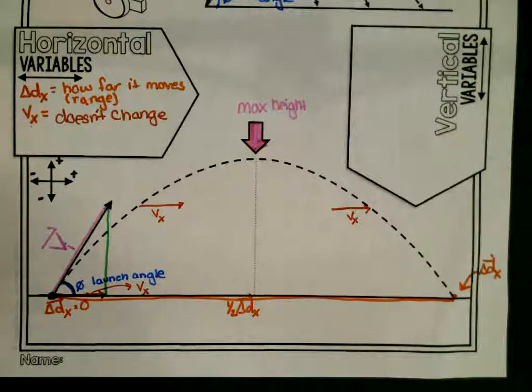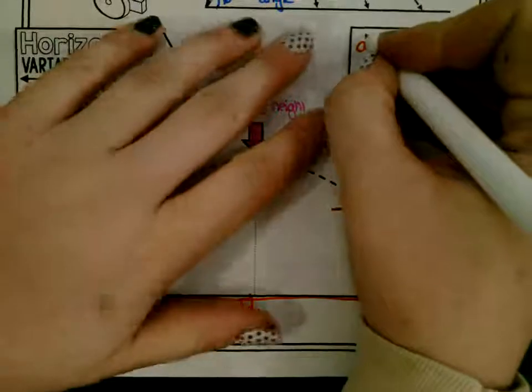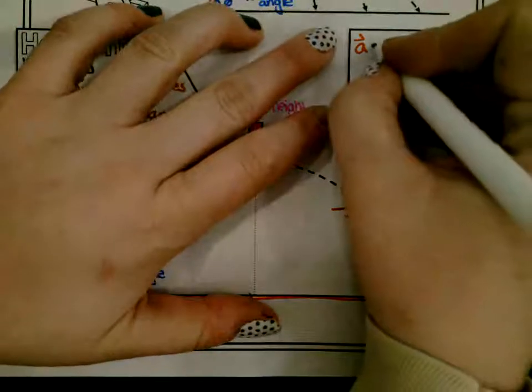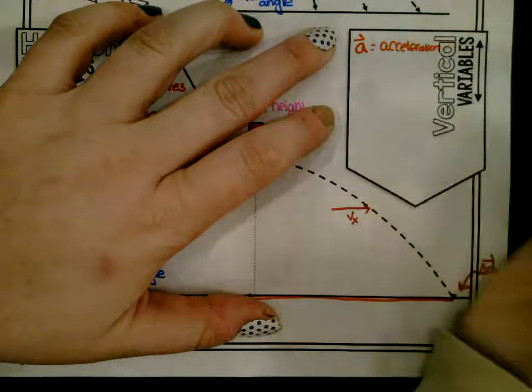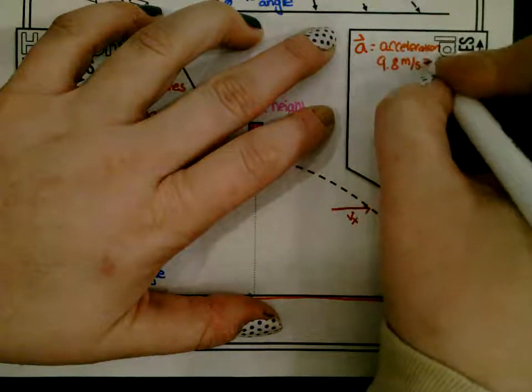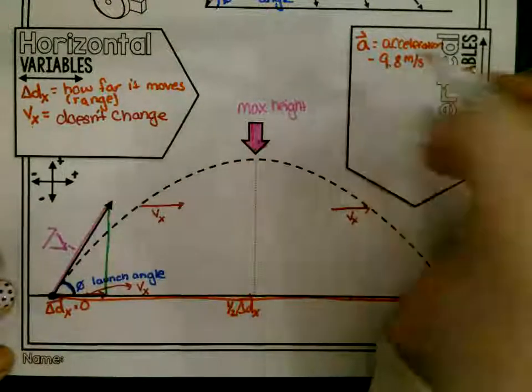All right, so now let's talk about those vertical variables. There's lots of vertical variables we can talk about here. We're going to start off with some easy ones that are given. Acceleration only affects the projectile when it's going up and down. So this is acceleration. And acceleration is always 9.8 meters per second squared. And since we said that the downward force was negative, I'm going to give this little guy a negative up here.